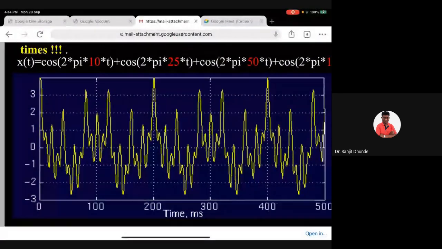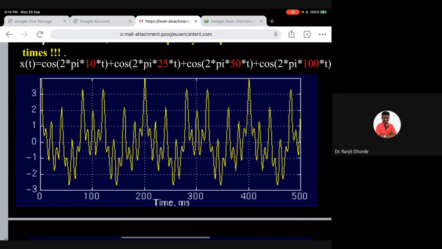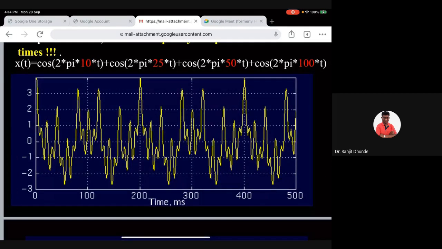So what was this signal? Look here. This is a mixture of 4 cosine waves. Cosine is also one kind of sinusoidal signal. So the first one is cos 2 pi f t, and the red color shows my frequencies, f1, f2, f3, f4. The first one is 10 hertz, then 25 hertz, then 50 hertz, and 100 hertz.